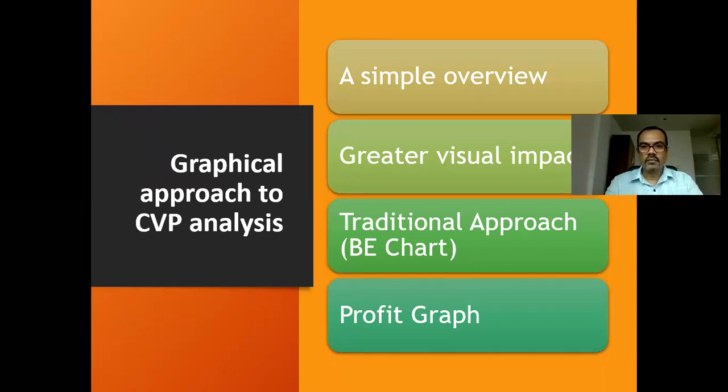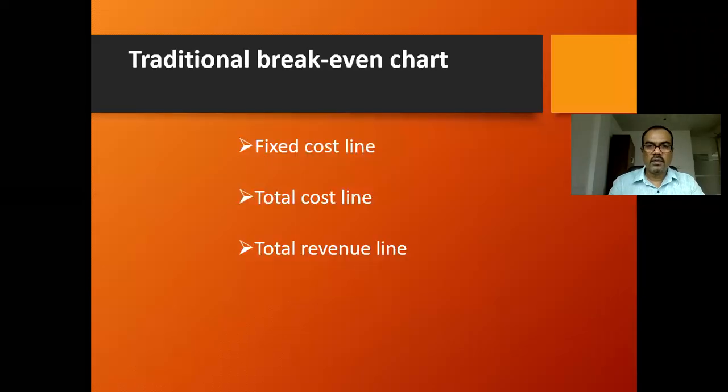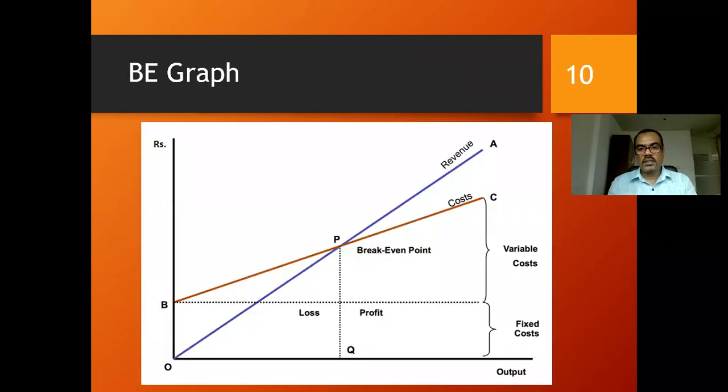Now, we'll go ahead. As I just told you, whether we call it a traditional break-even chart or not, it is a break-even chart, a break-even graph. In a break-even graph, we see the fixed cost line, total cost line, and revenue line. If you want, you can introduce the variable cost line as well. So this is a typical example. Quickly, we'll interpret it.